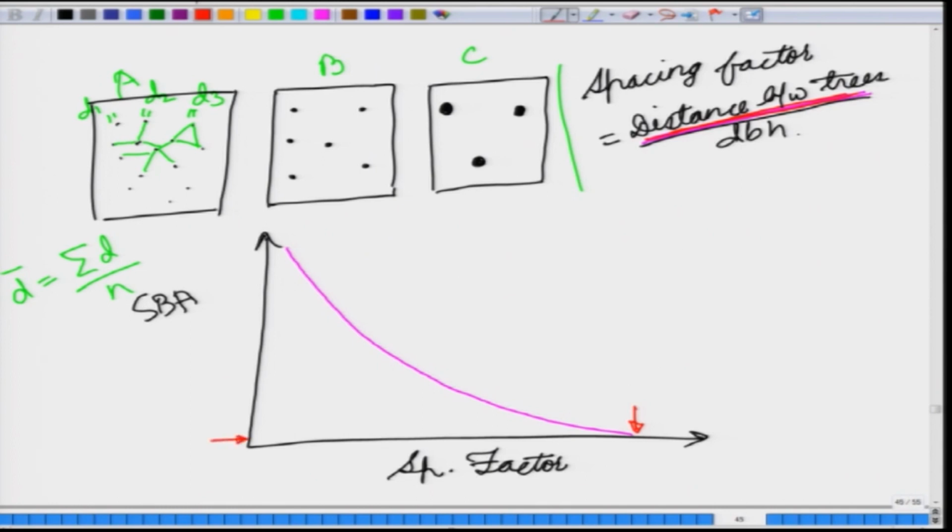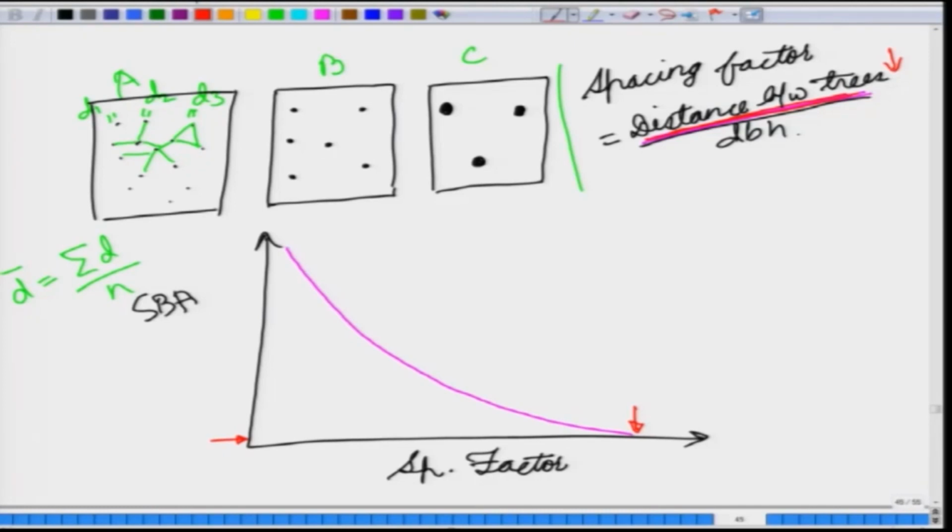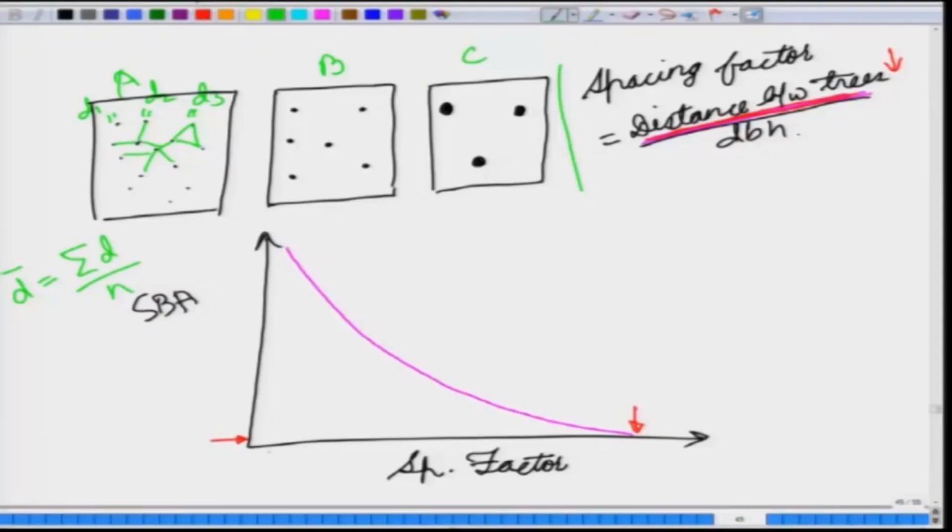Now, if your trees are close together, so you are reducing the distance between the trees, in that case you are having much more crowding in your plot. Much more crowding means that you will have a greater stand basal area. So, with reduced distance between the trees, the spacing factor is less, but the stand basal area is more, and this is what we are seeing here. If your spacing factor is less, your stand basal area is more.